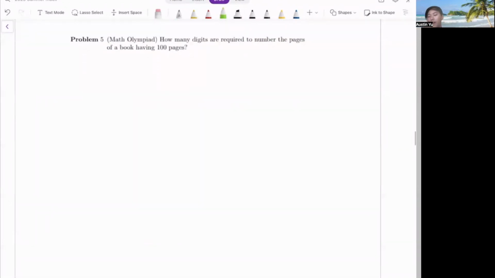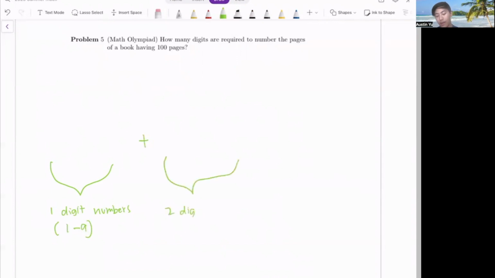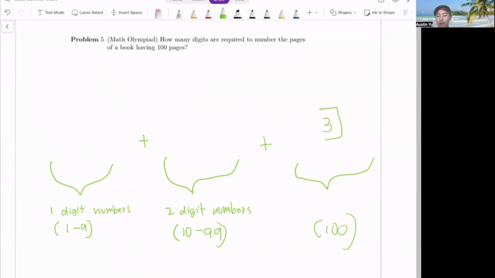Moving on, problem 5. How many digits are required to number the pages of a book having 100 pages? For this problem, we can split it into three parts. First, the 1-digit numbers, which is just 1 to 9, added to the 2-digit numbers, which make up the most of the set. So this is anywhere from 10 to 99. And finally, page 100, that's basically just 100. So we automatically know that this is 3 digits. And then 1 to 9, that's very easy. That's just another 9 digits.